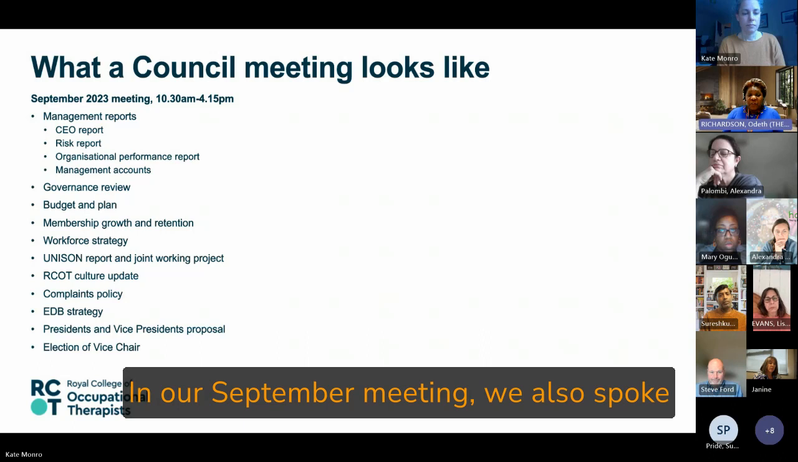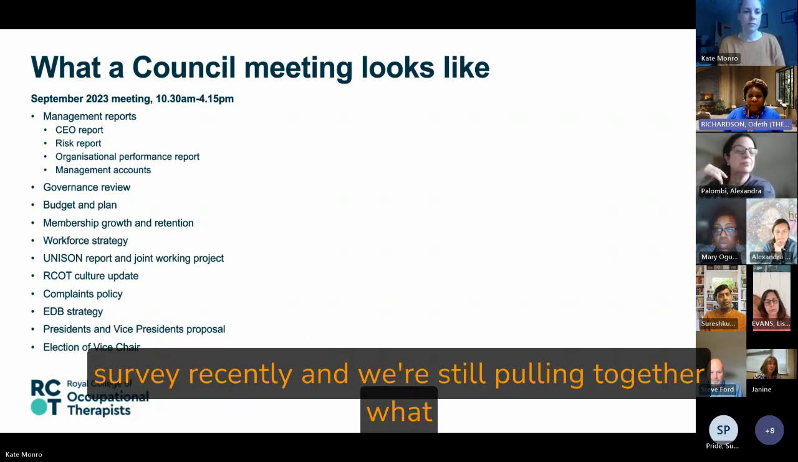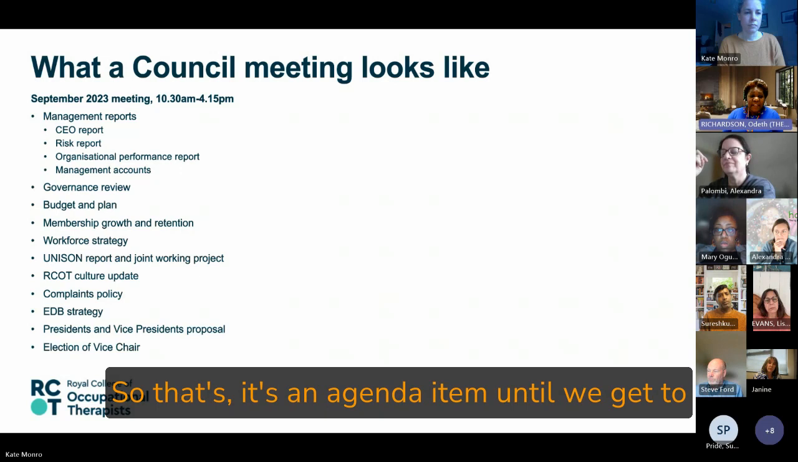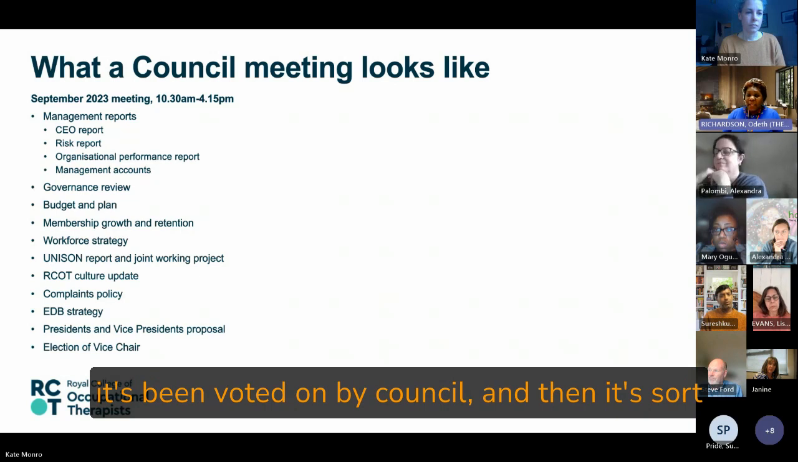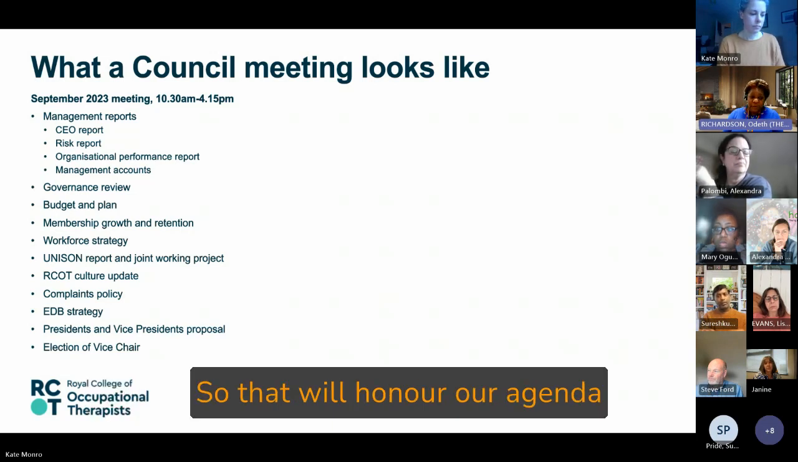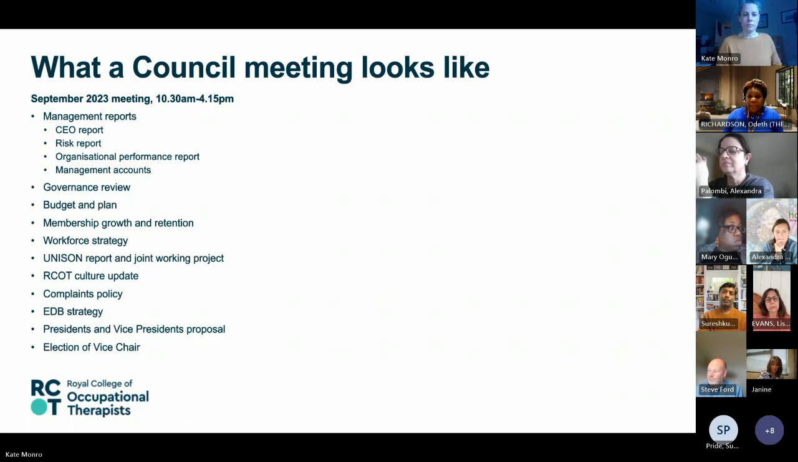In our September meeting, we also spoke about our membership growth and retention. And if you remember, we had a membership survey recently and we're still pulling together what our membership offer is going to look like. So it's an agenda item until we get to the point where we have our membership offer and it's been voted on by council and then it's shared and disseminated with the members. So that will be on our agenda items until we get to that point.